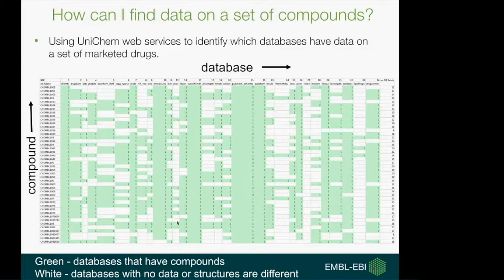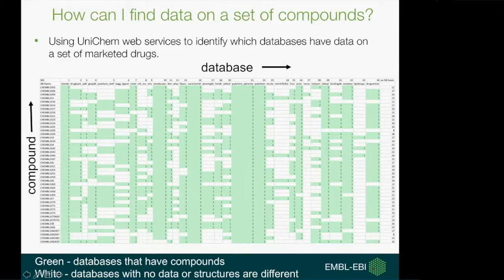Okay, so that example was just if you've got a single compound and you want to find information on it. But as John indicated, one of the big powers of UniChem is being able to use web services to do this on large numbers of molecules. So this is an example of something that I did where I took the set of marketed drugs that we have in ChEMBL.